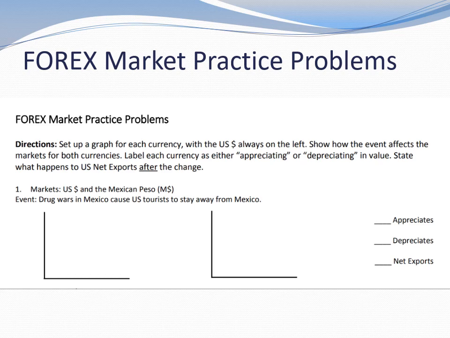So the event is that drug wars in Mexico caused U.S. tourists to stay away from Mexico. So think for a second, what does this mean? What does this have to do with currencies? What currency is not going to be wanted any longer or wanted more?